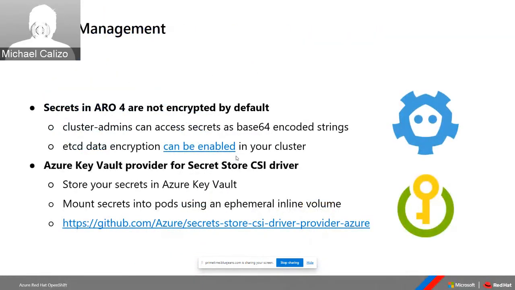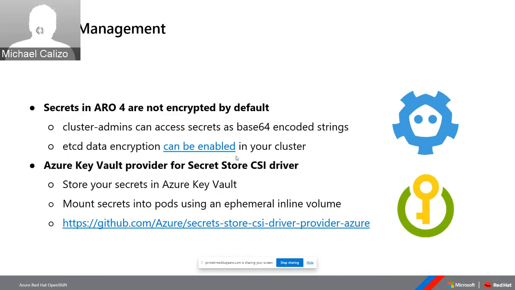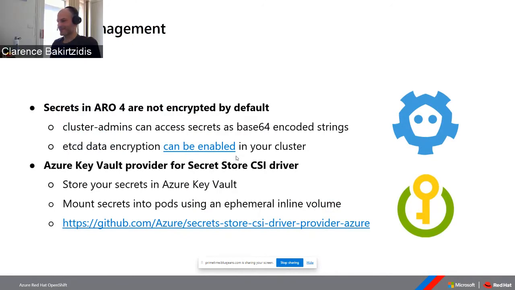From a secrets management perspective, by default, the secrets are not encrypted at rest. You can turn that on optionally in the ARO cluster. And the other option is you can store your secrets in Key Vault. So much like the certificates that we talked about, you can also store your secrets in Key Vault. And through that same Secrets Store CSI driver, you can pull your secrets from Key Vault and have those attached to your pods at runtime.